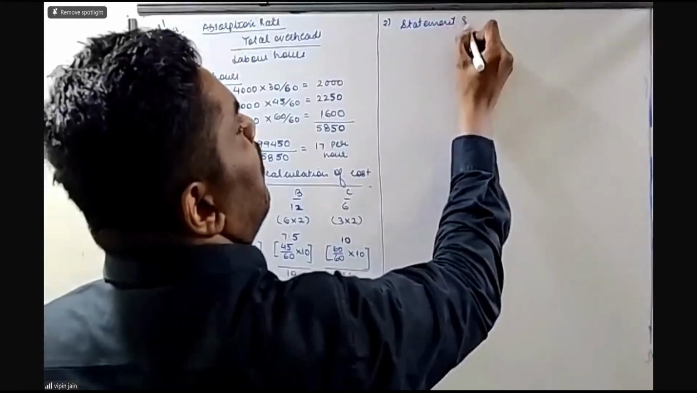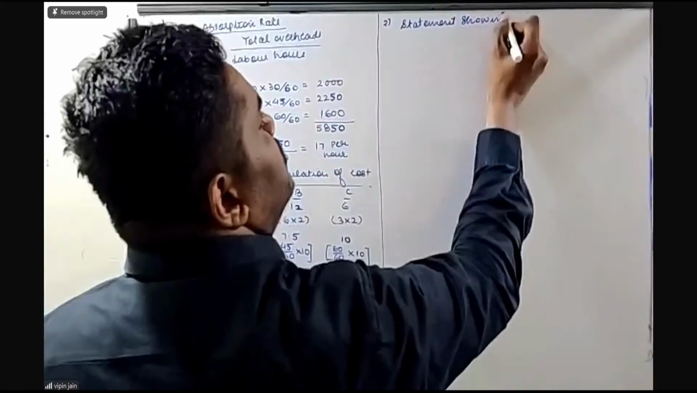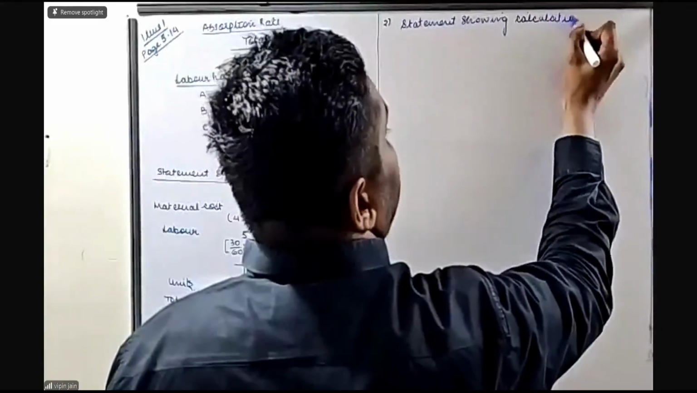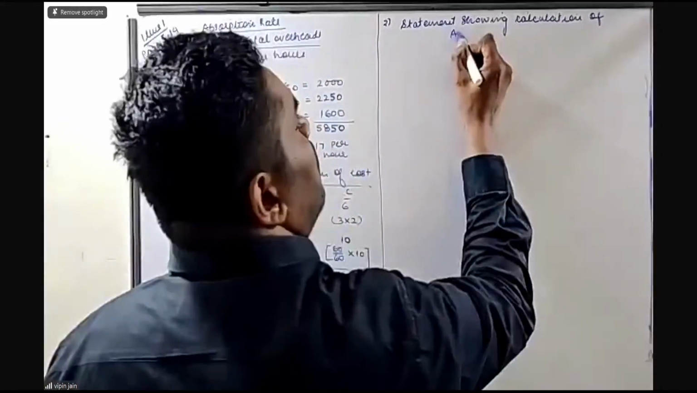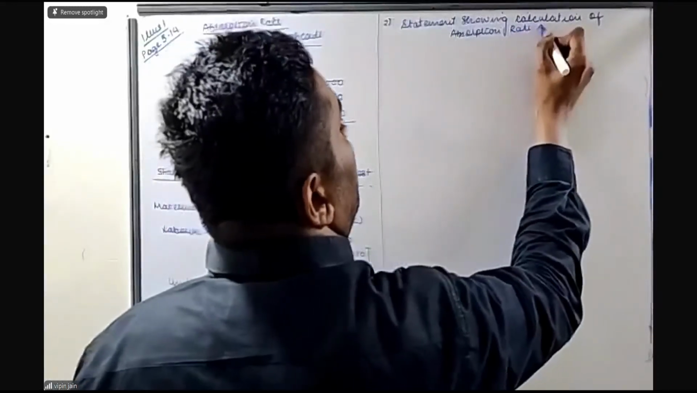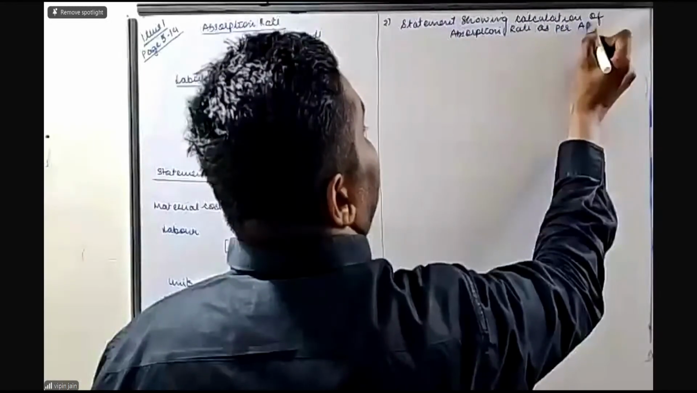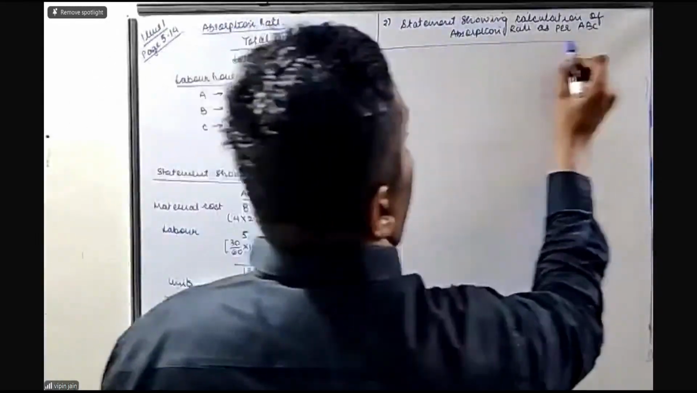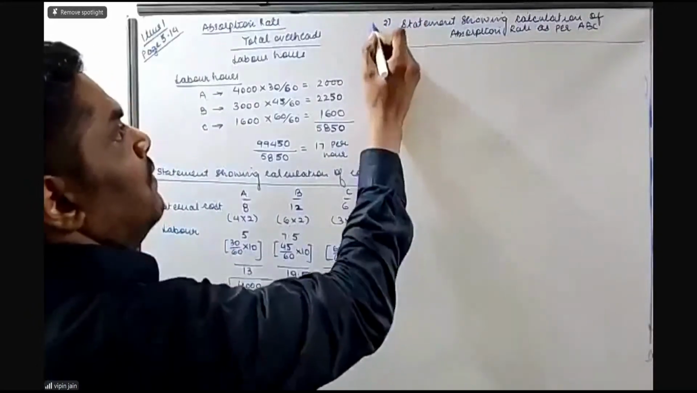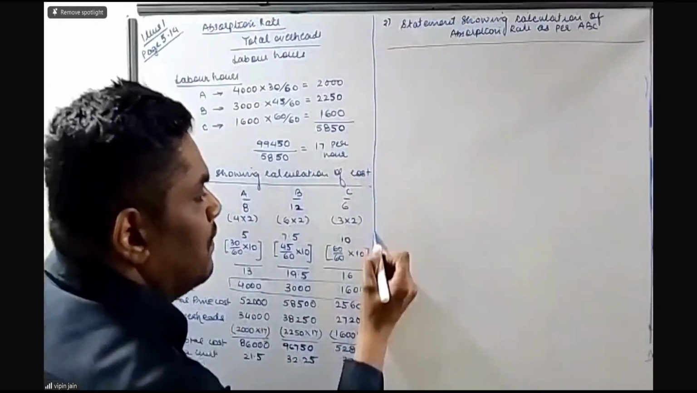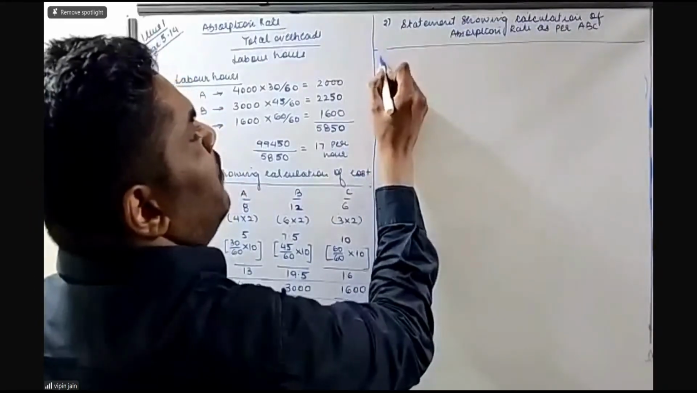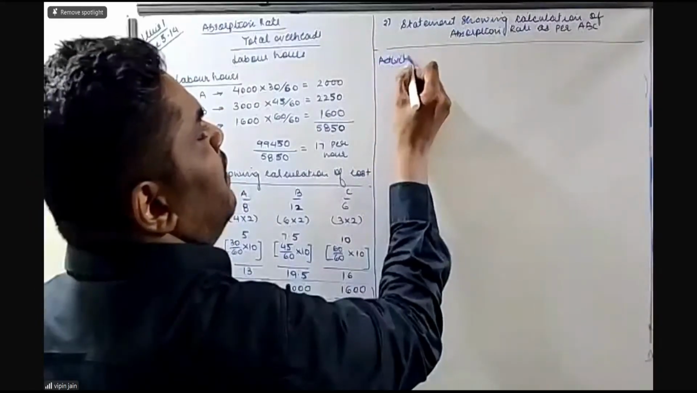Statement showing calculation of absorption rate as per activity based costing. So the first column will be what? Activities. What all activities we are doing.